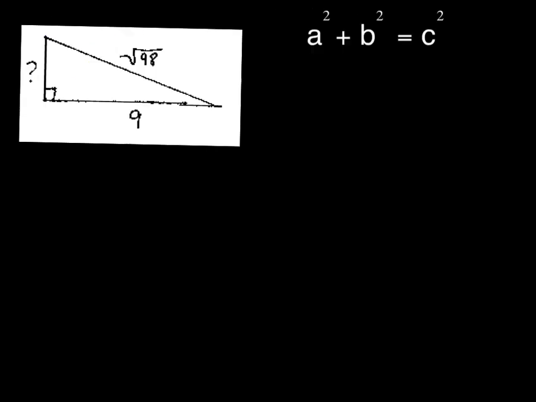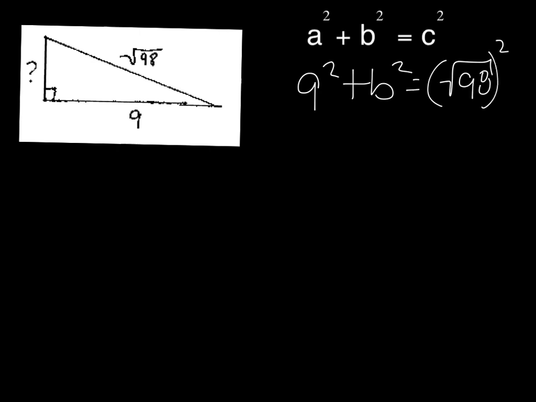In this case, we have something a little bit different. We're going to solve for b here. So we're going to say 9 squared plus b squared equals, now we have the square root of 98, and that is all squared. So we end up with 81 here plus b squared equals, and again, these are inverses of each other, so the power and the root go away, so we're just left with 98.